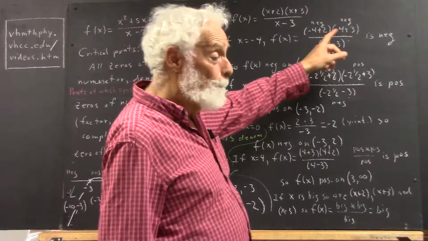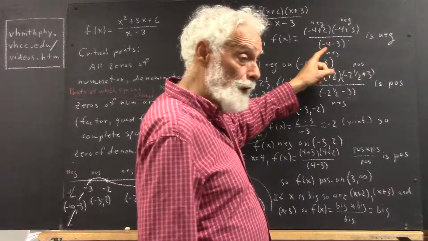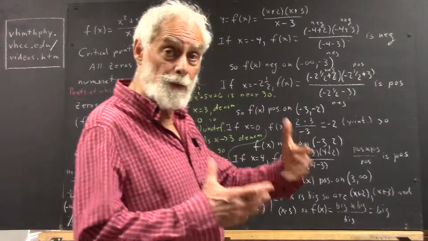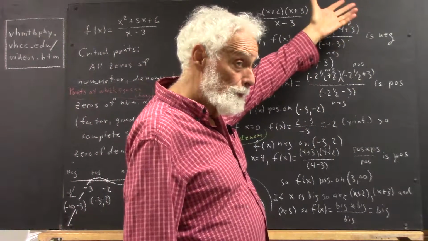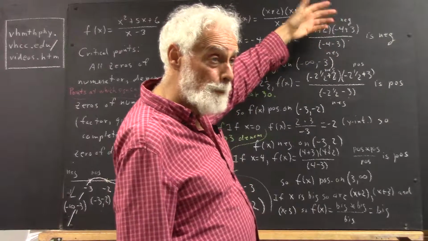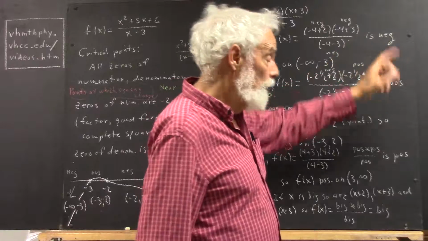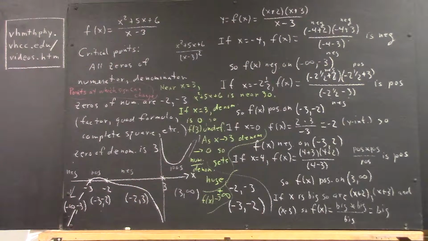And negative 4 minus 3 is negative. So we have a negative times a negative divided by a negative. Well, a negative times a negative is positive, and if you multiply or divide a positive by a negative, you get a negative. So, we conclude that f of x is negative on this interval.